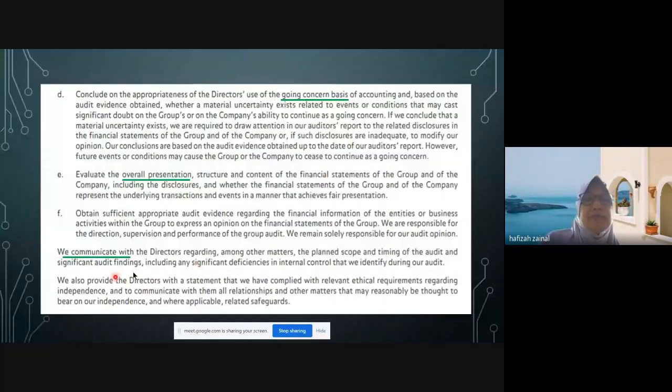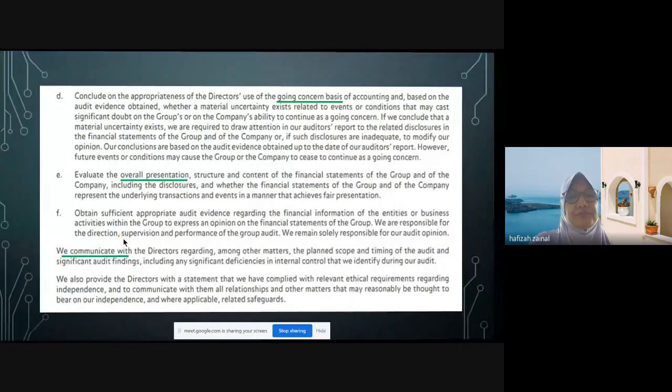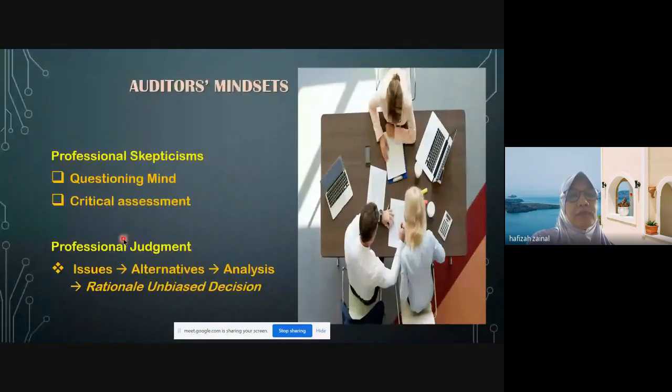So communicate. Okay, we have to communicate to the directors and also management, and also what we call those charged with governance. Okay, so auditor's mindset, right? You must be able to differentiate what is professional skepticism and what is professional judgment.